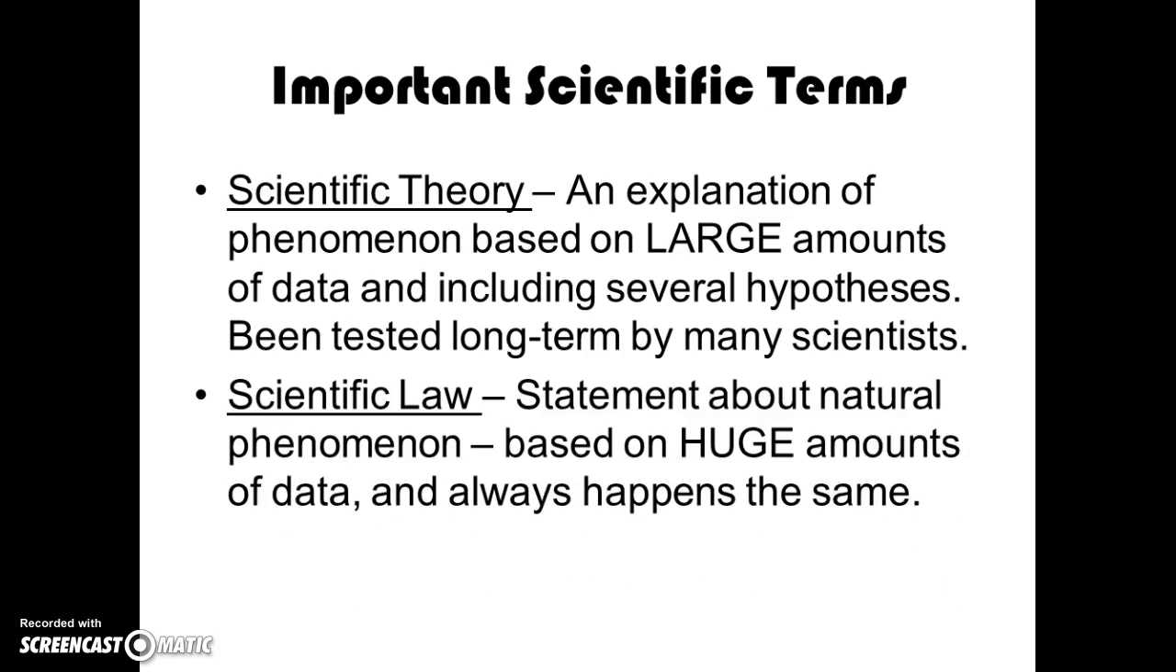Next, you have a scientific law, such as Newton's laws of force and Newton's laws of gravity, the laws of thermodynamics, and the conservation of matter and energy. The law of gravity, for instance. This is based on huge amounts of data. So every time anybody has ever dropped a thing in all of human history, it's fallen to Earth. It's because the law of gravity is a statement about how the universe works. And it always happens exactly the same. It's the closest thing you can think of to a scientific fact.